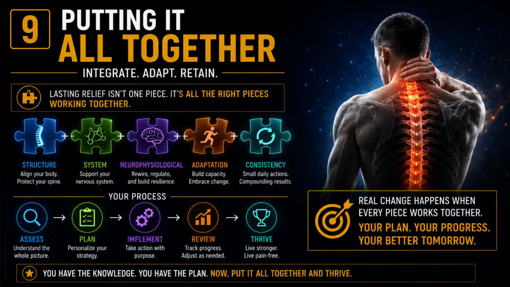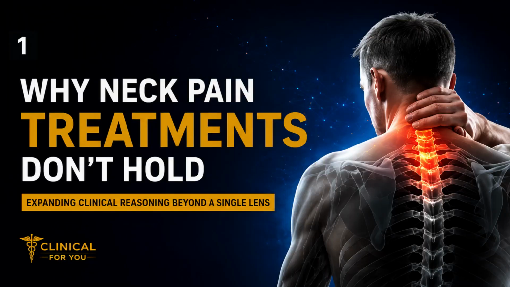From information to decision-making. In clinic, you don't need more information. You already have good hands, good assessment skills, and a strong understanding of structure. What you need is a way to prioritize what matters for that patient in that moment, and that's where a simple framework becomes useful. The 4-lens clinical reasoning model. When you're working through a neck pain presentation, you can view the same patient through 4 lenses, not as separate treatment approaches, but as different ways of interpreting what you're seeing.